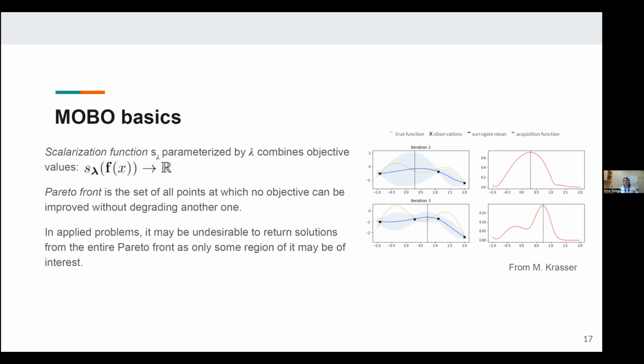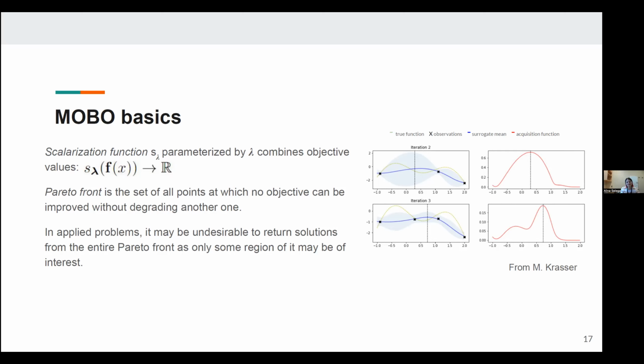When dealing with multiple objectives, it is expected, and often the case, that they can be conflicting or have maxima in different places. So we typically talk about the Pareto front, which is the set of all points at which no objective can be improved without degrading another. Theoretically speaking, they are all of equal optimality, so we could return any point from the Pareto front. Theoretically, that's all good.